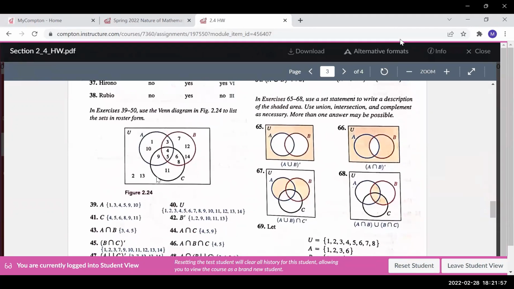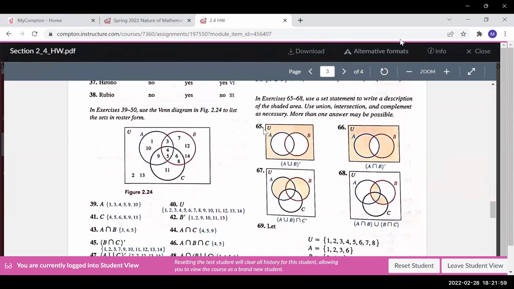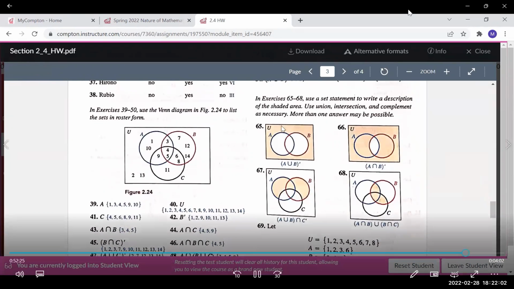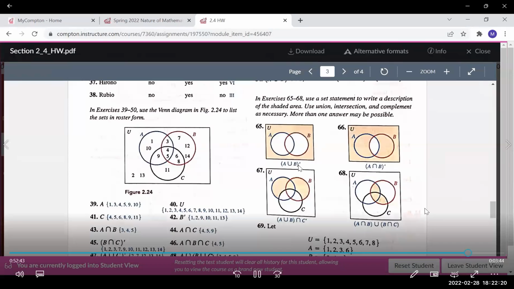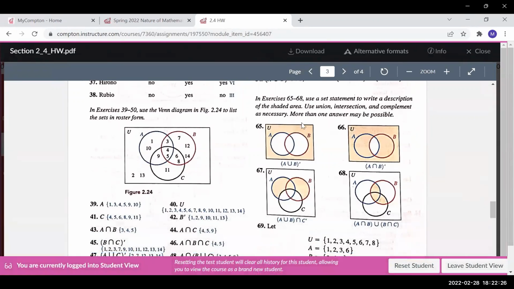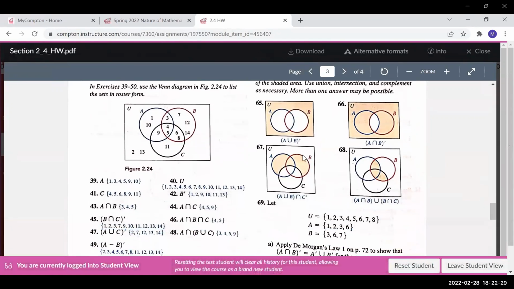Let's do number 65. Look at number 65 real quick. See how they want you to write what the set would be? See how it's A union B, but it's the complement because they sit at the outside of A and B. So it would be A union B in parentheses, with the apostrophe on the outside, at the top of the parentheses. I wasn't even looking, the answer is up there. I'm literally looking at my own book. Oh, good. That's great.